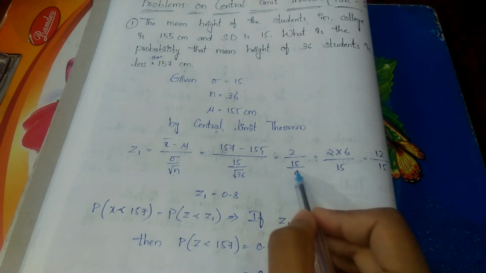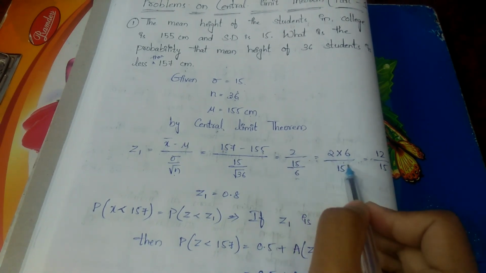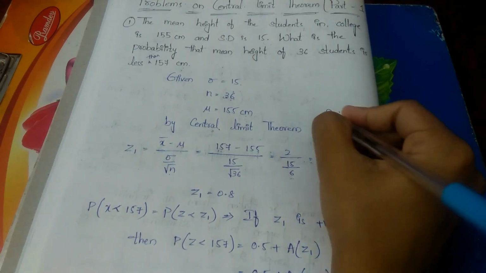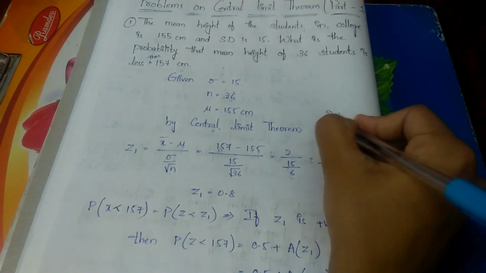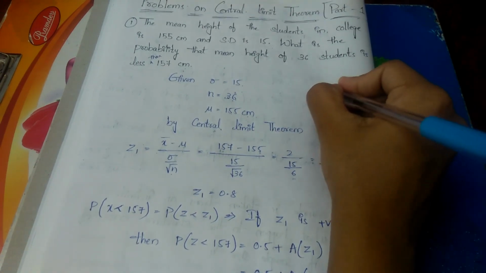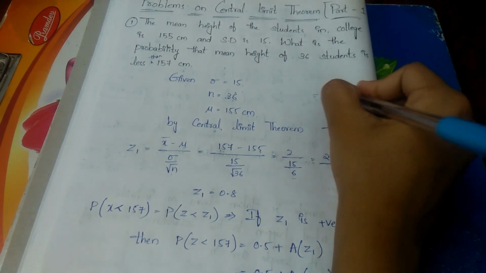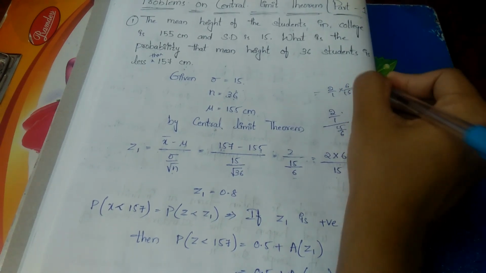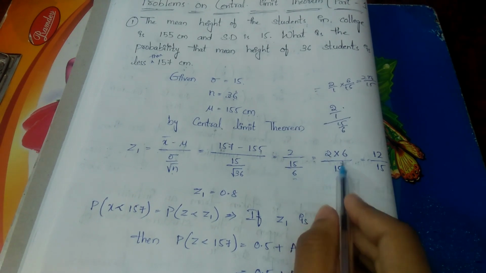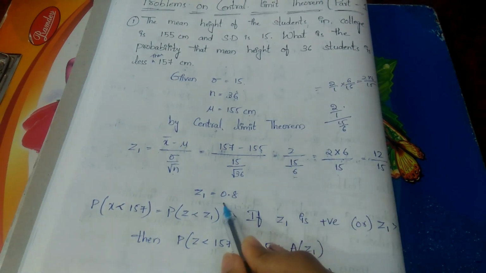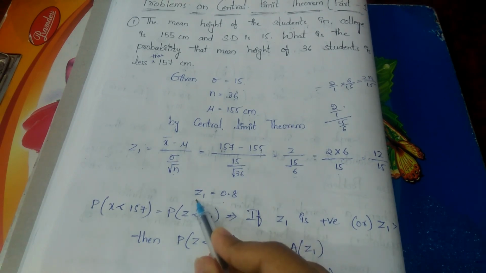So that equals 2 into 6 by 15. When I write 2 by 1 divided by 15 by 6, we can also write it as 2 by 1 into 6 by 15. So that equals 2 into 6 divided by 15. Now 2 into 6 is 12 divided by 15, so this value comes as 0.8. So this is the value of z.